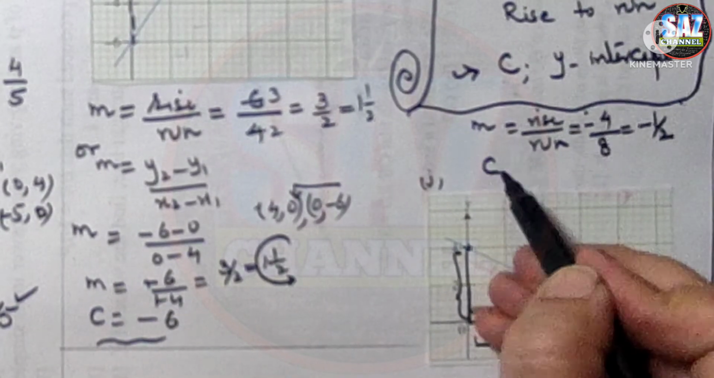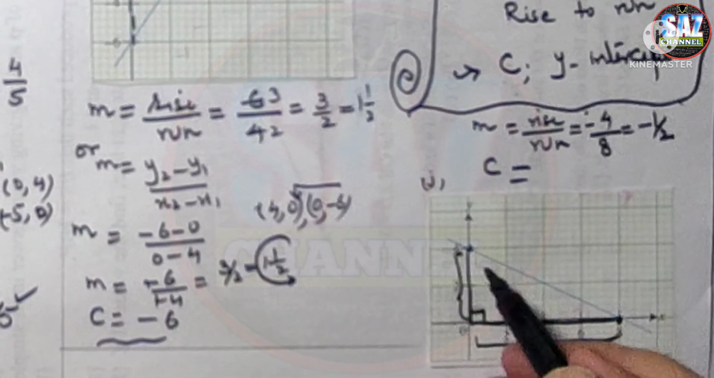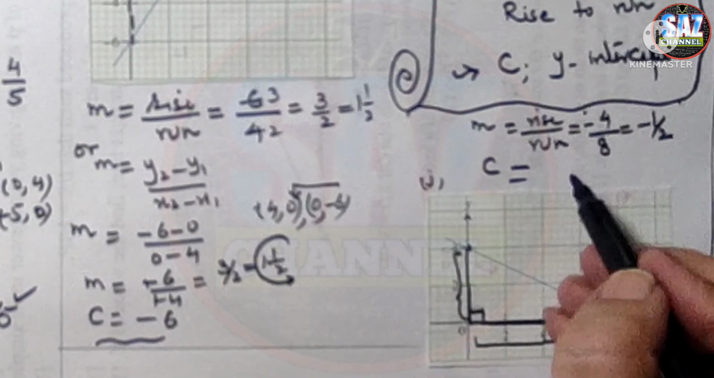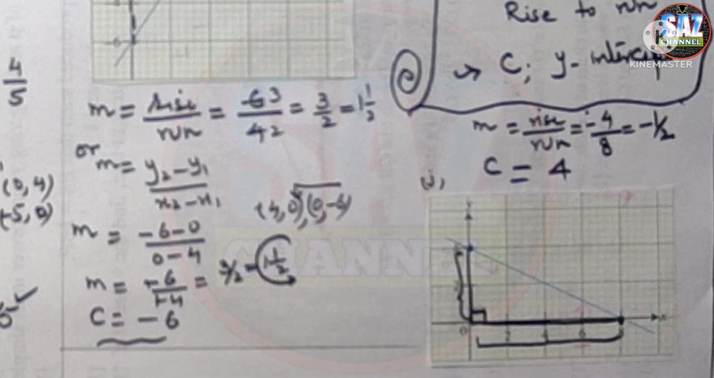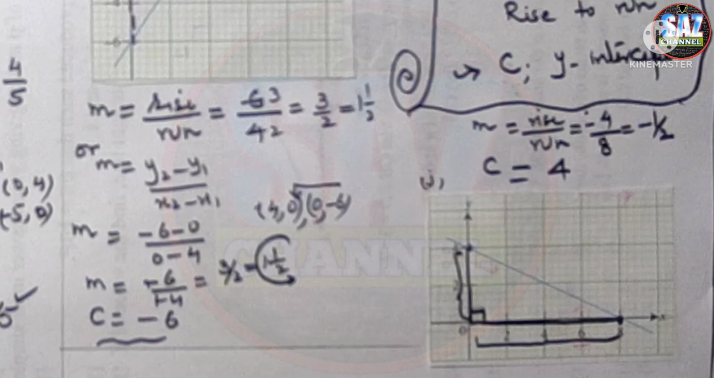And let's talk about C graphically. C is 4, the y-intercept of this question. I hope really easy questions. Please watch and understand this lesson properly, because this is one of the important lessons of your O-level examination.